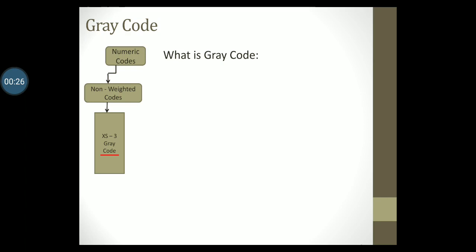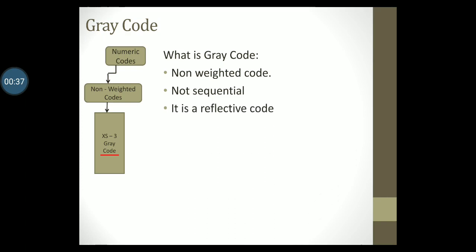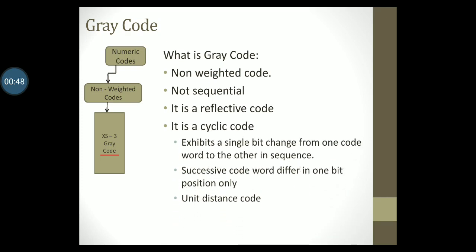What is gray code? Gray code is a non-weighted code. That means it does not depend on the positional value of a digit. It is also non-sequential. It is a reflective code since, as we will see shortly, an n-bit gray code can be obtained by reflecting an n-1 gray code about an axis. It is also called a cyclic code, which means every transition from one value to the next involves only one bit change, or in other words, successive code words differ in one bit position only. For this reason, it is also called unit distance code.